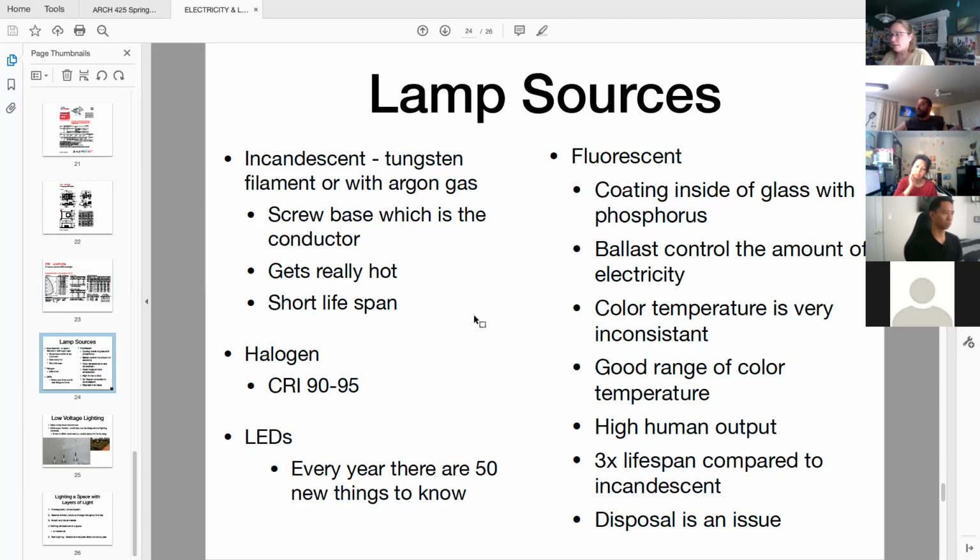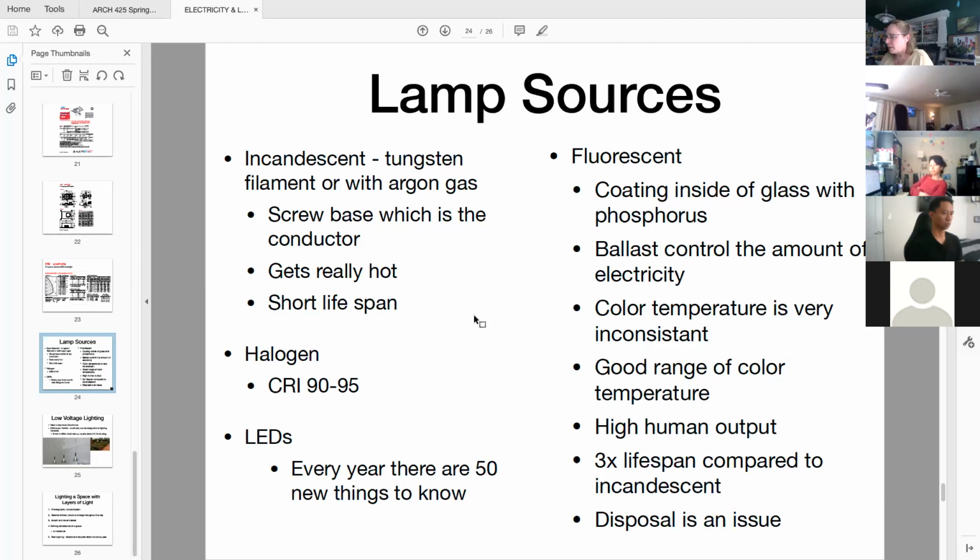Halogen, again, being phased out. Halogens are really nice quality light, but again, they're an energy hog. So they're going to be more and more rare. LEDs, that's where it's at. And they change frequently because they keep getting better, which is a good thing.